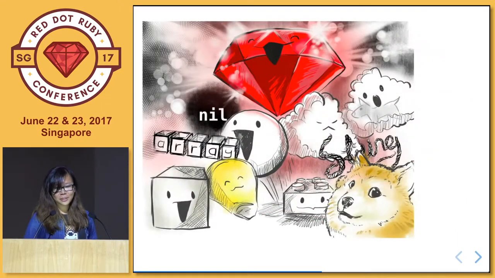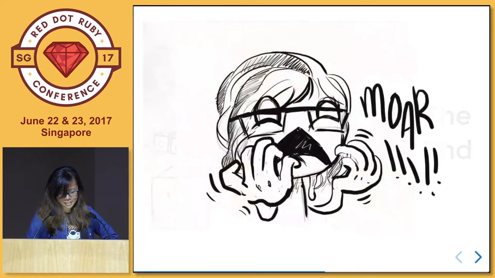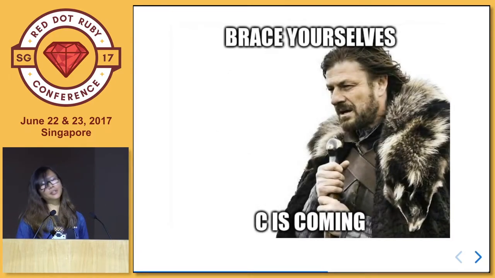And so with that, I've come to the end of my Ruby creation myth. So hopefully that was able to give you a sort of grand schematic overview of Ruby's object model in a fun way. And with that, dun dun dun, it is time for more. It is time to retell the Ruby creation myth through the lens of CRuby source.